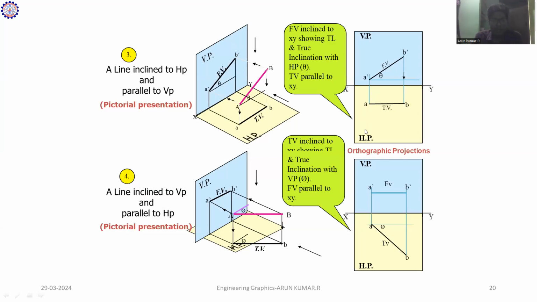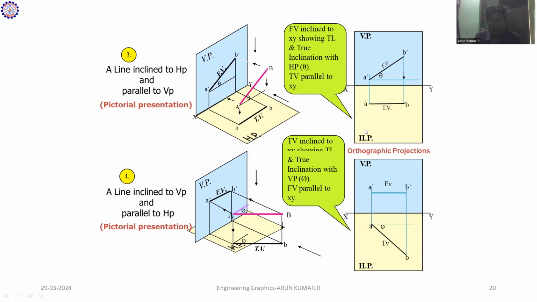Good morning. In this lecture series, we are looking at the projection of straight lines. In the last lecture, we saw projection of straight lines under two different conditions. In this video, we discuss another two conditions. The first condition is a line inclined to HP and parallel to VP, and the second condition is a line inclined to VP and parallel to HP.